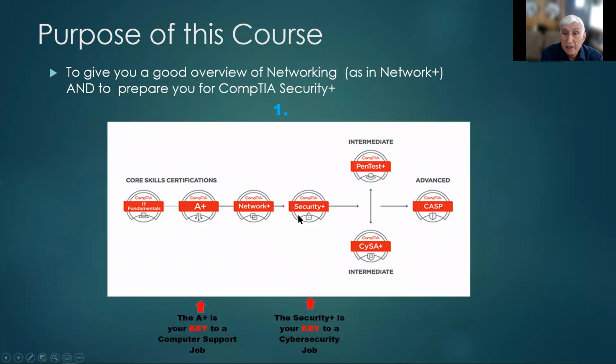So basically, these courses, we have the 130 course, prepares you for this. The 140 course prepares you for this. The 240 course prepares you for this. And the 270 course prepares you for the cybersecurity analyst.